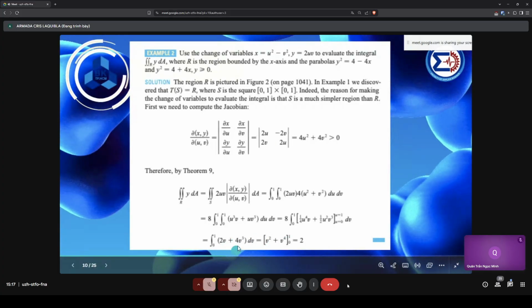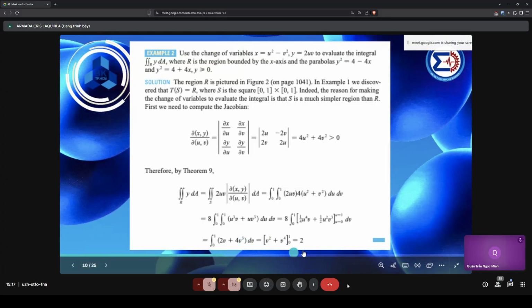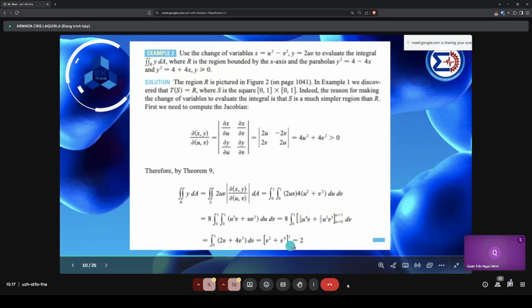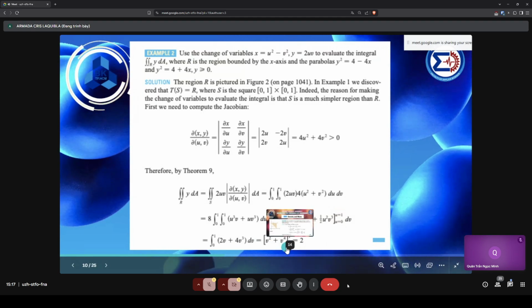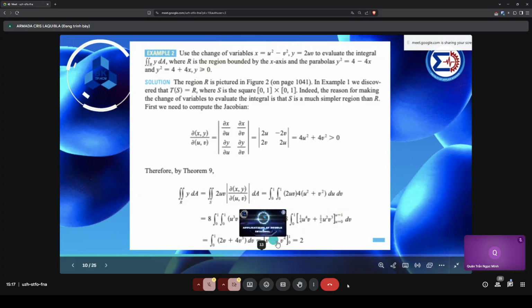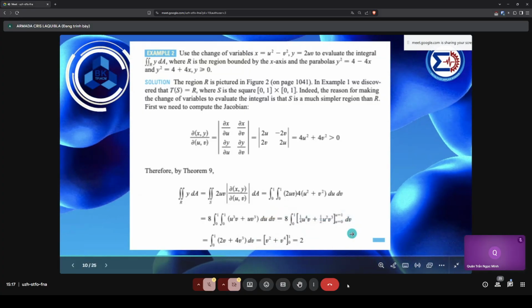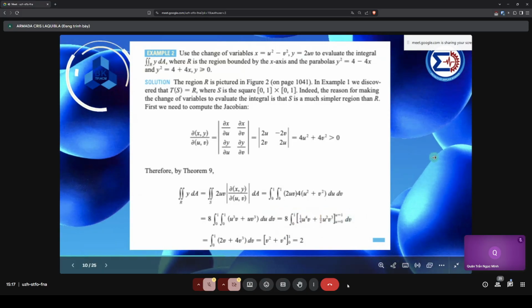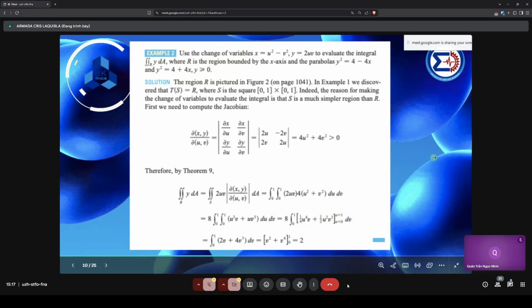And then the integral of 4v cubed is v to the fourth. Now, do not substitute the 0 because it will be 0. Just substitute the 1 there. So 1 squared plus 1 to the fourth is just 1 plus 1, which is equal to 2. Okay, next.